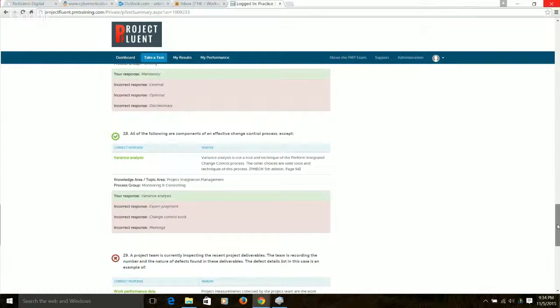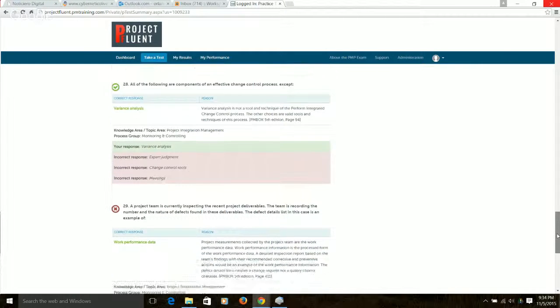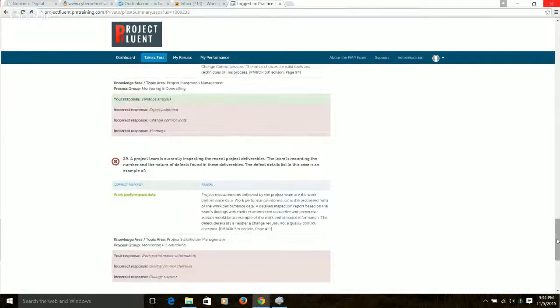Question 29: a project team is currently inspecting the recent project deliverables. The team is recording the number and the nature of defects. It's work performance data. This is just the raw data. You're just documenting the defects, but you're not putting anything into context. You're just recording the number and nature of defects that were found. That's raw data, basically, so that's just work performance data.